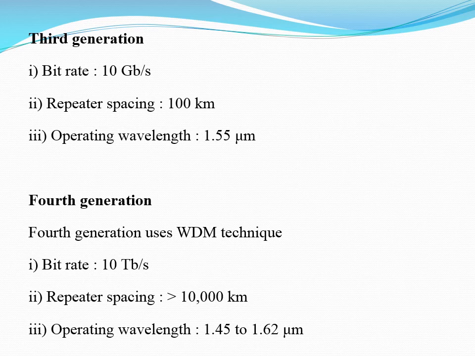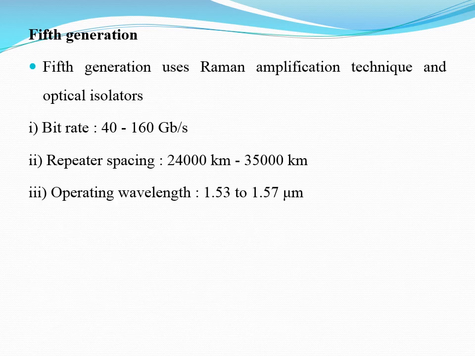Here the bit rate is increased to 10 Tbps. That is a very high bit rate achieved during the fourth generation, and repeater spacing is increased above 10,000 kilometers. So repeater spacing is now in terms of thousands of kilometers. Then the operating wavelength is from 1.45 to 1.62 micrometer. So this is the operating wavelength used here.